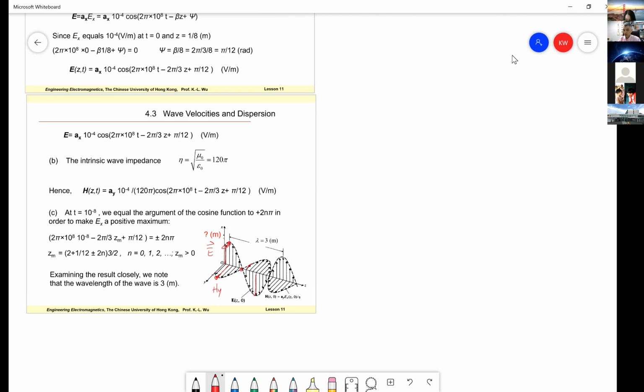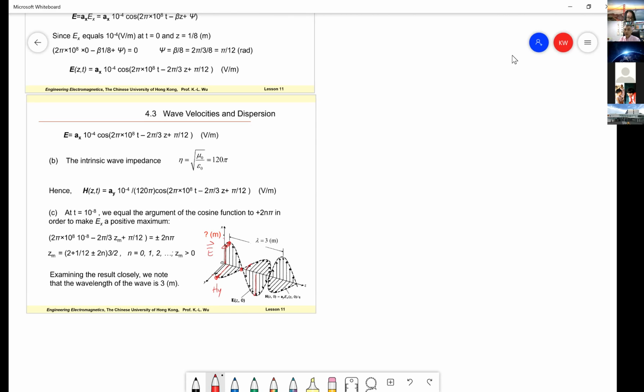So this is so-called in phase, and they always follow the right-hand rule, E cross H. When the electrical field points downward, the magnetic field also changes direction, still following the right-hand rule. That example I just leave to you as homework, additional reading.